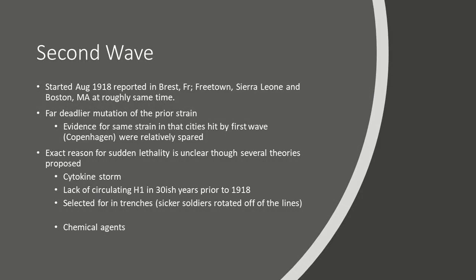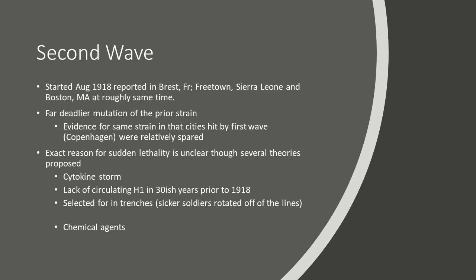This was a far deadlier mutation of the strain. The prior strain did have a predilection for killing the young adult population, but wasn't as strong, and most people tended to recover from it. The evidence that this was the same strain that hit with that first wave that was coming across into France was cities such as Copenhagen, which were hit by that first wave, were also relatively spared by the second wave, but still posted mortality rates right around 1%.